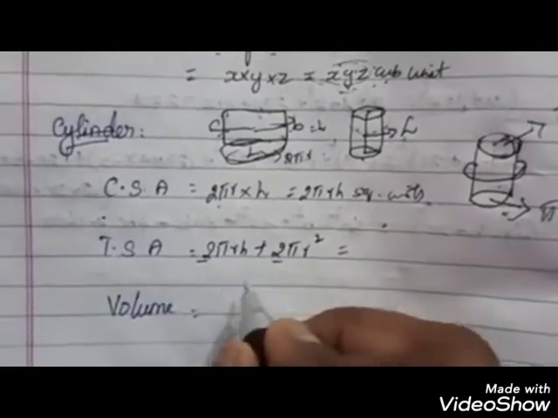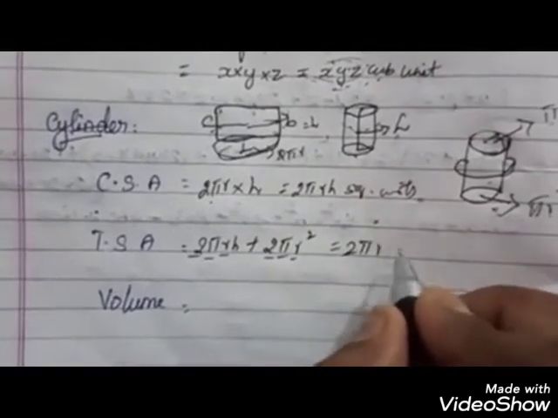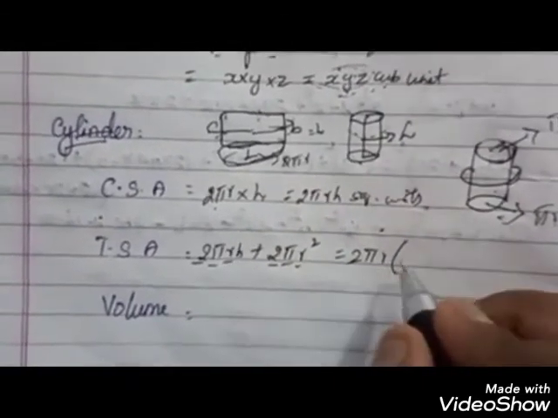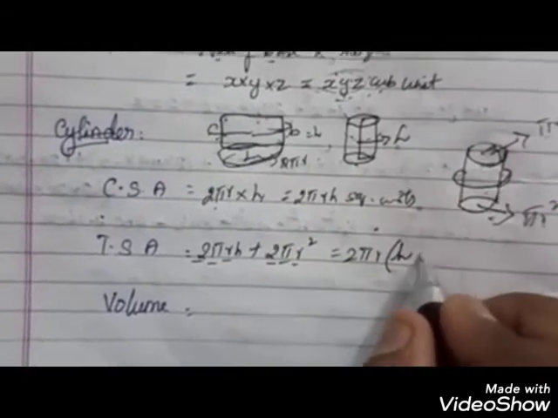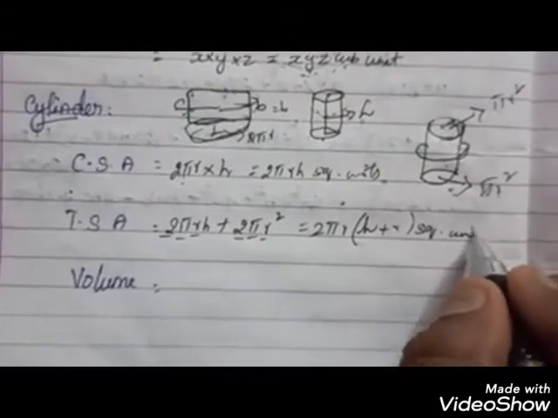Here 2 is common, pi is common, and radius is common. So I take 2 pi r, and remaining is h and the remaining one r. So 2 pi r into h plus r square units.